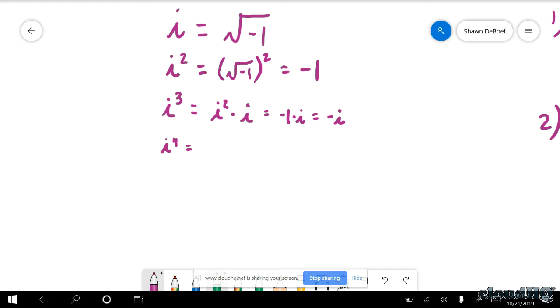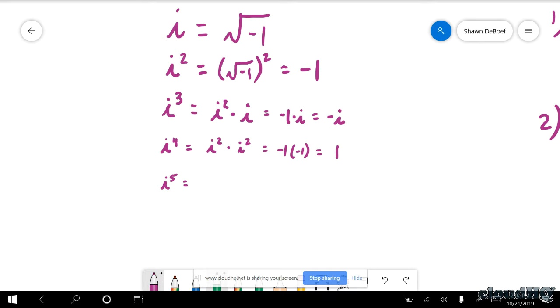I to the fourth, I can break that into I squared times I squared, which is -1 times -1, which is a +1. And then I start to see repetition happen.